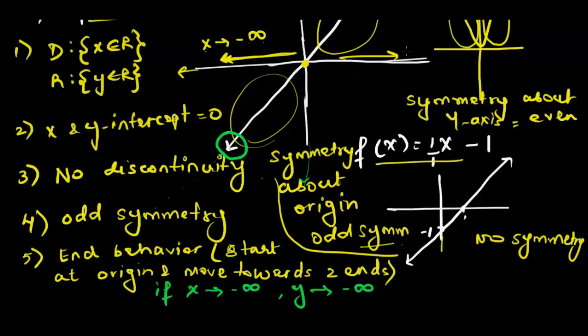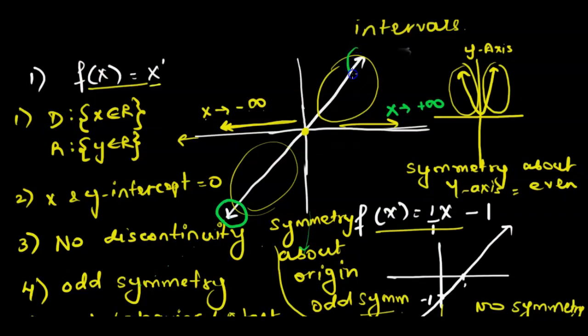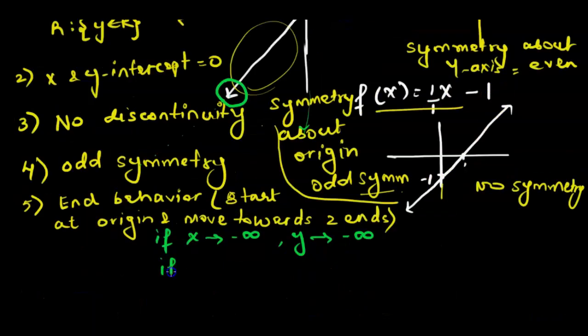To write down end behavior for the right end, it is when x approaches positive infinity. And we check here the right end of the graph. So this graph is going like this. X is approaching positive infinity, and y is also approaching positive infinity. Therefore, we would write down: if x approaches positive infinity, y approaches positive infinity as well.